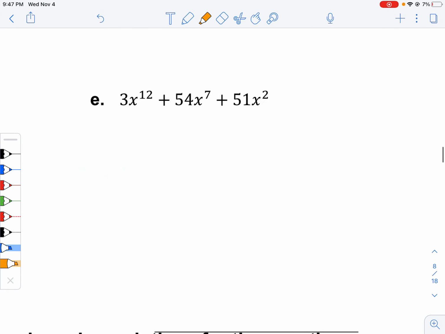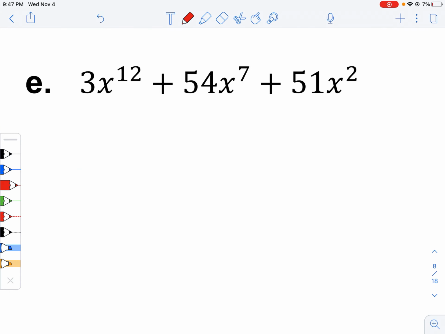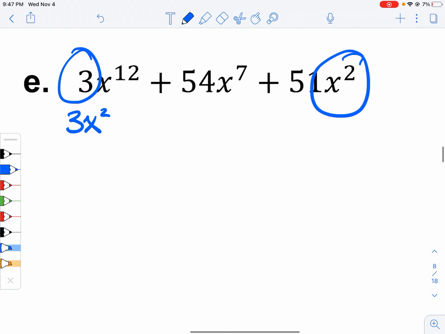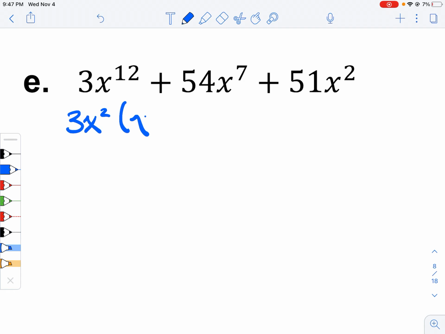All right, part E. Let's pull out a 3x squared to start. If you remember from yesterday, I said most of the time it's this first number and the last variable. Not always. It will be the last variable, but sometimes that first number is not going to work. So when we pull out 3x squared, we're left with x to the 10 plus 54 divided by 3, I think it's 18. Yep. 18x to the 5th plus 17.